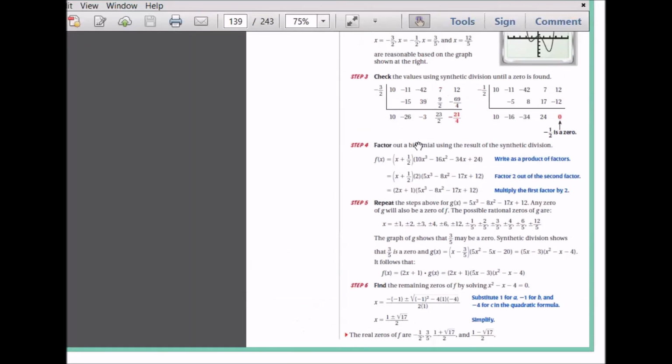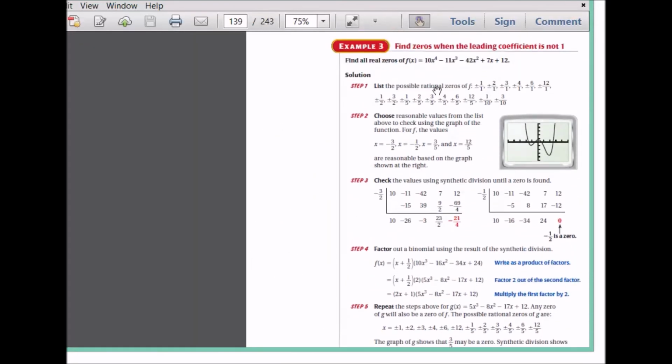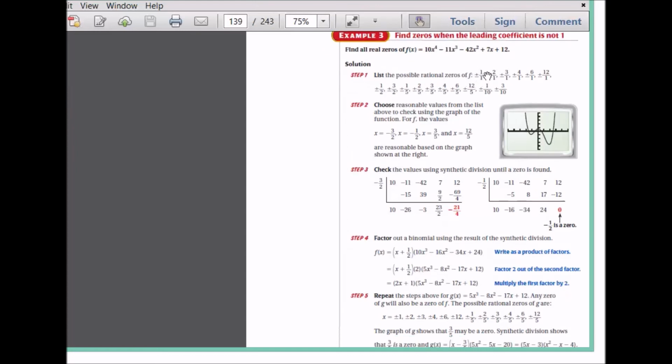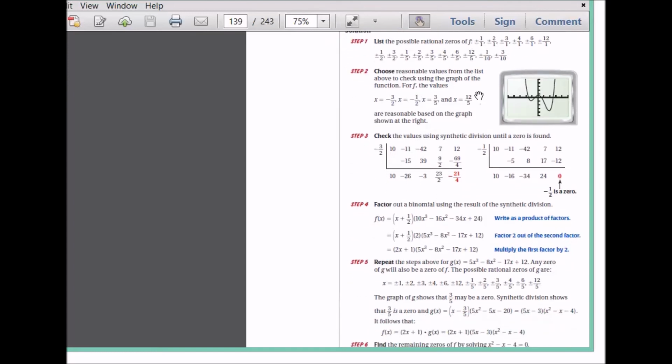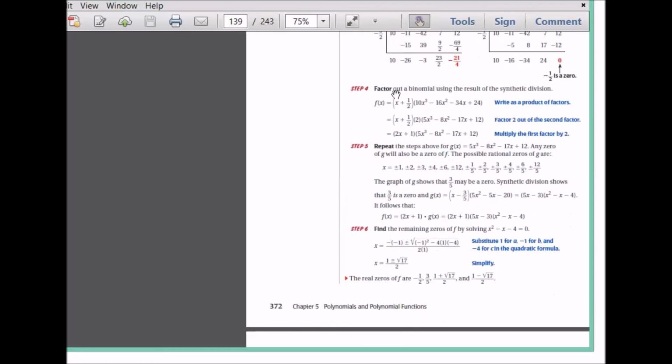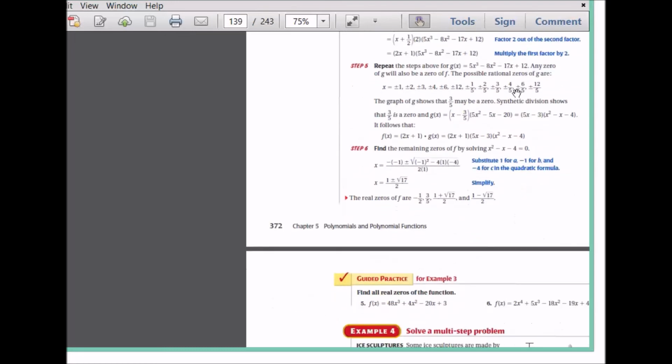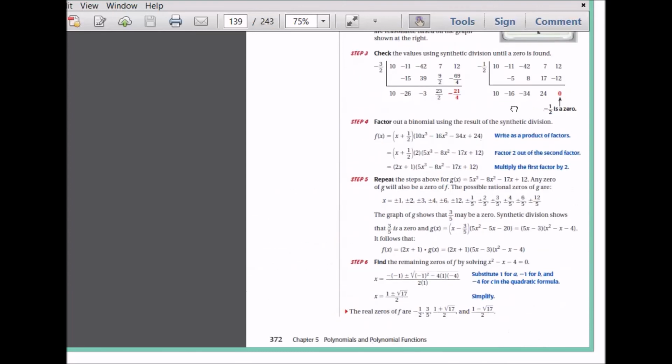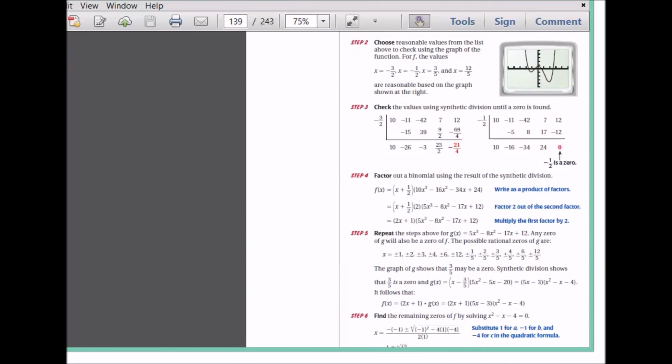But let me just go ahead and show you what you would have to do. So the first thing you would have to do for the same problem is list all the possible rational zeros of that. So you'd have to find all of these. Then you'd have to choose reasonable ones and plug them in. Check them all using synthetic division. Factor out binomials. Repeat the steps.